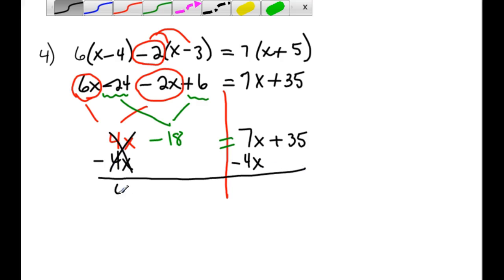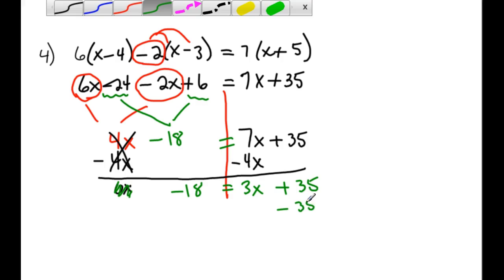Those are gone. You can write 0x if you want. You don't necessarily have to, but there's no more x's. Make sure that actually makes 0. So this leaves negative 18, 7 minus 4 is 3x plus 35. Now there's no more x's on this side, there's just x's on the right side. But we want to get all those by themselves.